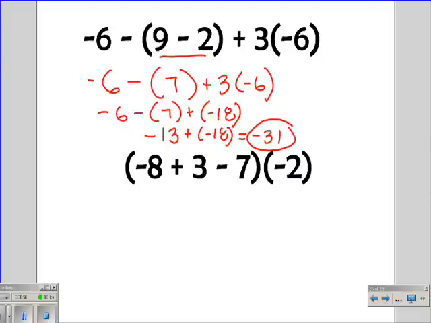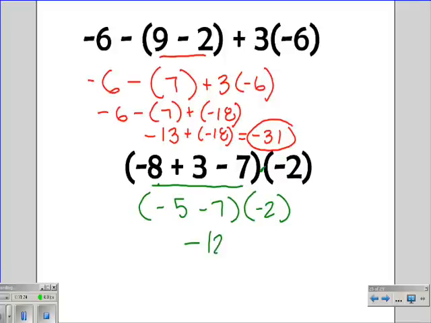And I'm looking at this next problem here. I am going to work in the parentheses first, then multiply by the negative 2. So negative 8 plus 3 is negative 5. Negative 5 minus 7 is going to be negative 12 times negative 2. I have a negative times a negative, which will be a positive 24.